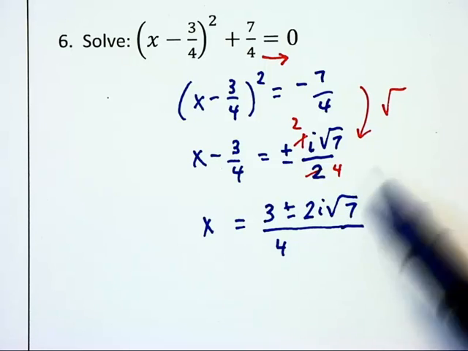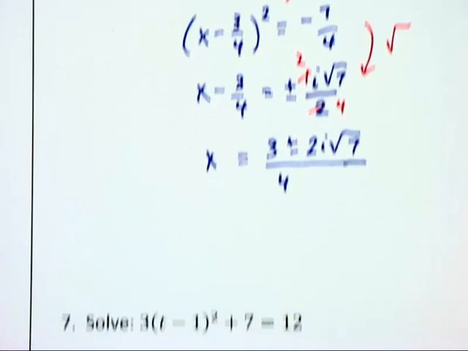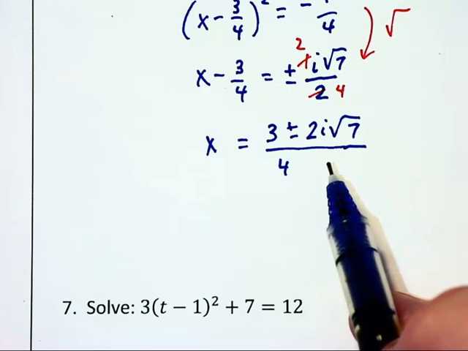And I think you can agree that the answer looks a little bit nicer in this form, which we're used to from using the quadratic formula, instead of two separate fractions. However, do know this is not technically an a plus or minus bi form.